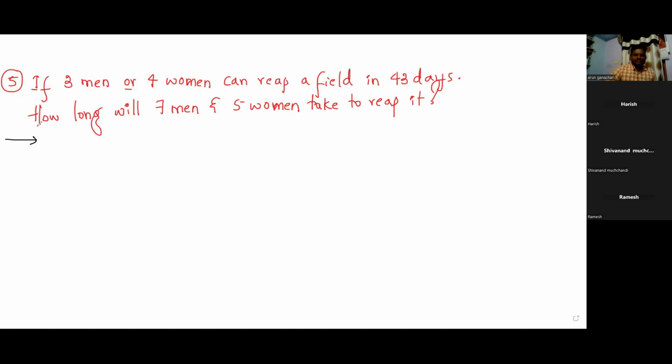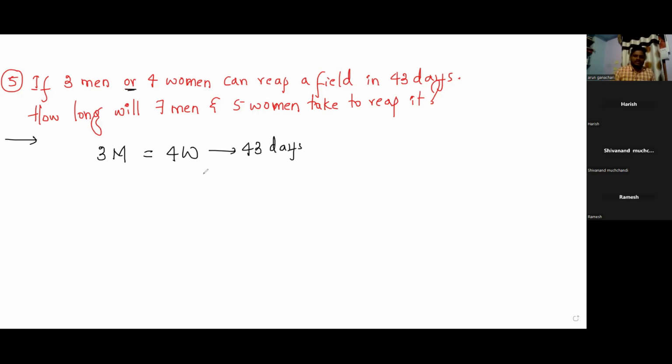This is a little bit difficult, so I'll solve this. Listen. 3 men or 4 women. What is the meaning of or? Whenever we get or, we have to take equal to, I've told you. So 3 men is equal to 4 women, and they are doing the work in how many days? They are doing it in 43 days.